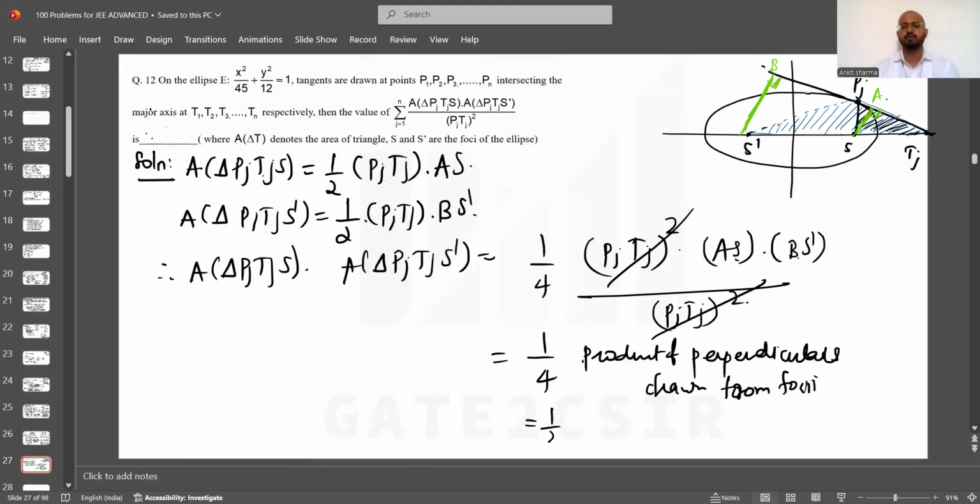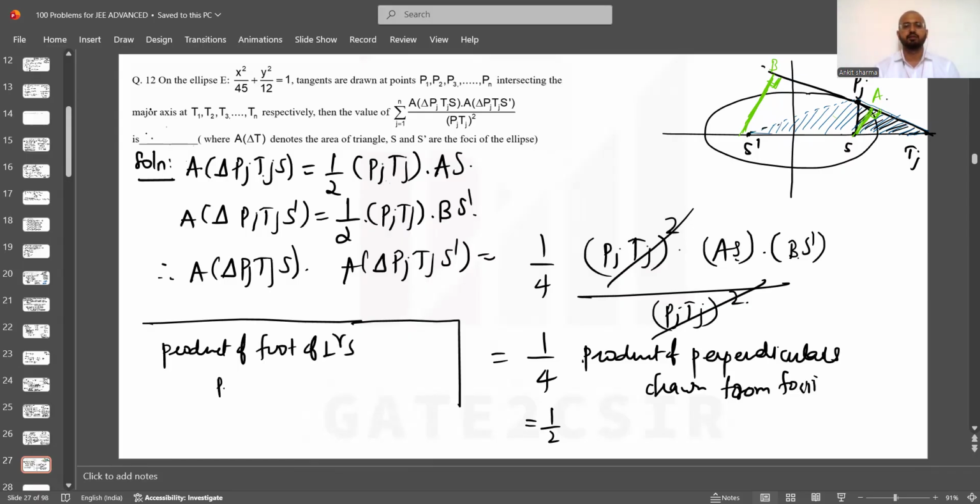So I'll be having 1 over 4 and then b square. So if I have an ellipse, then the product of perpendiculars from the foci, p1 into p2, is equal to b square, that is the square of the semi-minor axis. Semi-minor axis square. So b square is simply what, 12? So this would be 3 here.